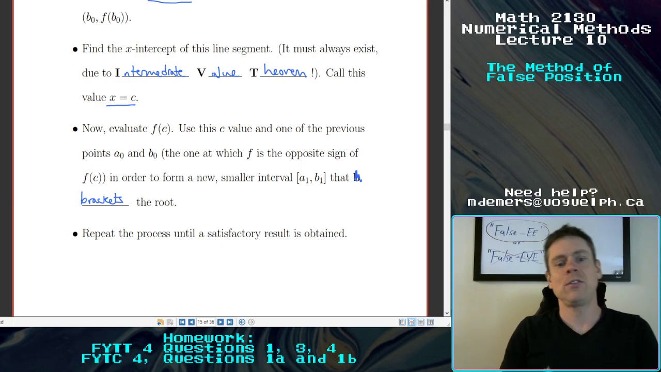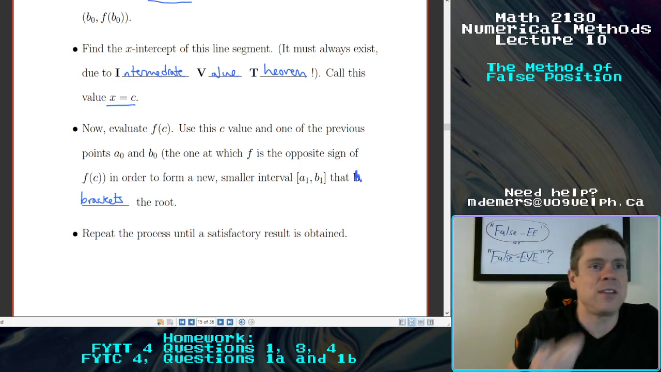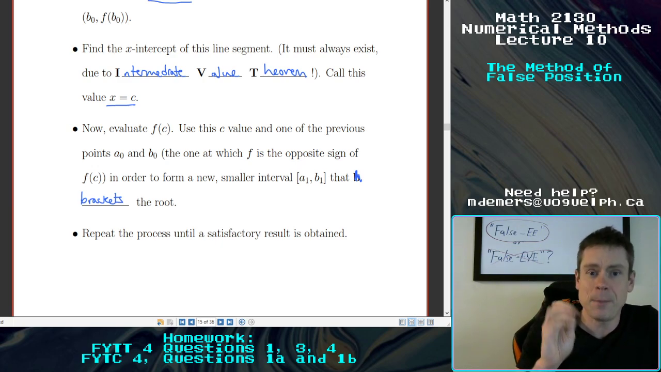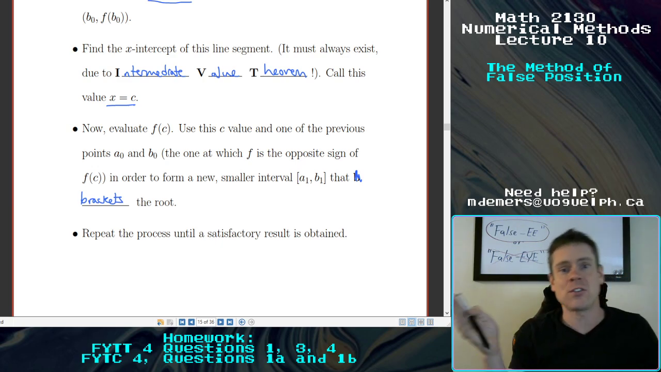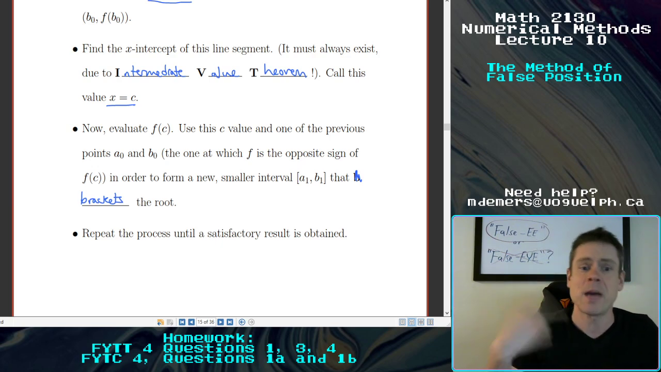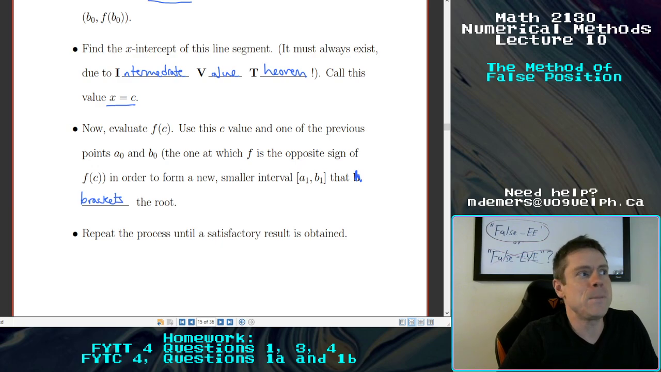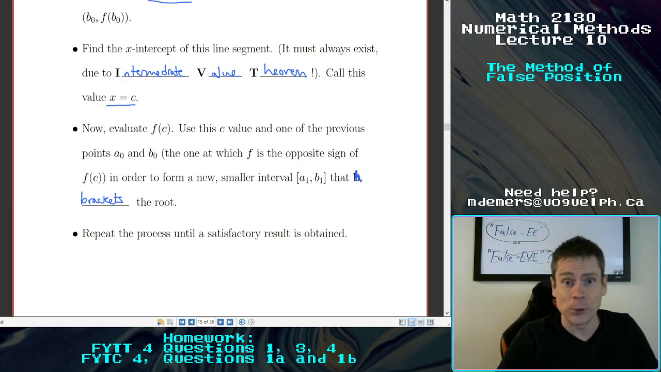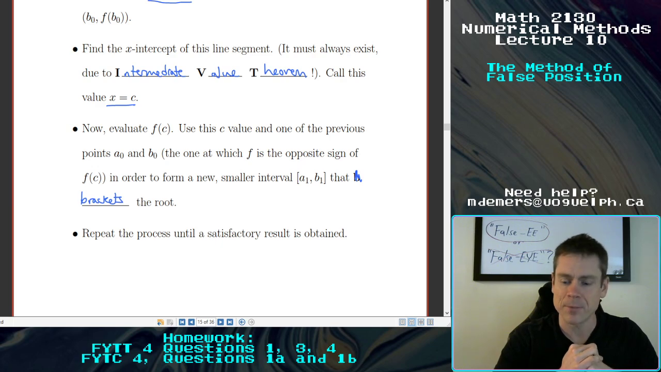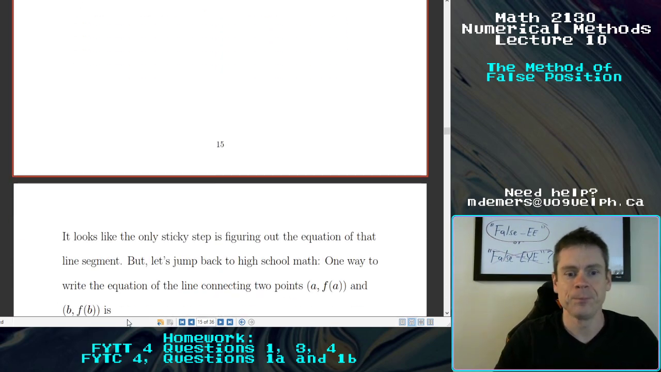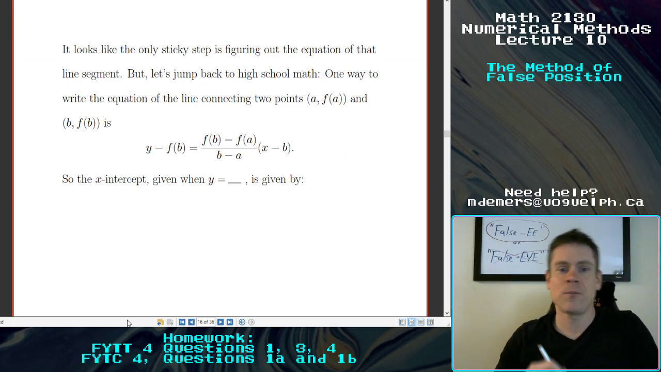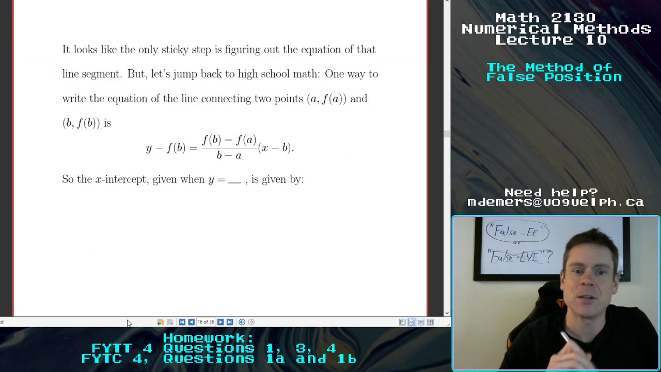Okay, so this is essentially the same thing. We're just using a different c value in the middle rather than blindly dividing the interval in half and then continuing that process forward. So you can see that in terms of flow, it's going to be really similar to how the bisection method works. The only sticky step is figuring out what that line segment should be.